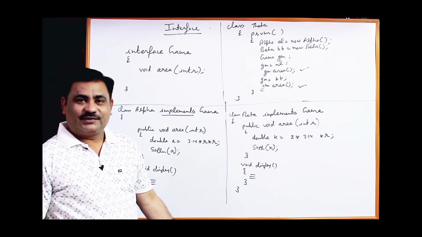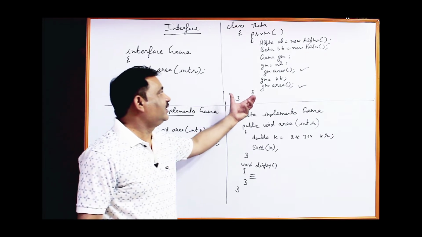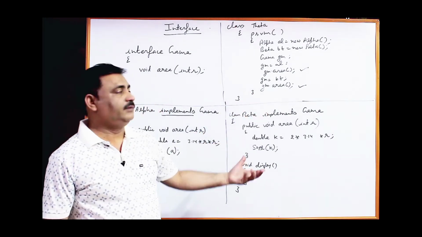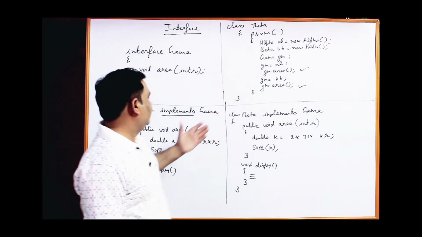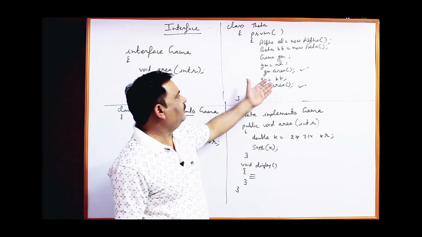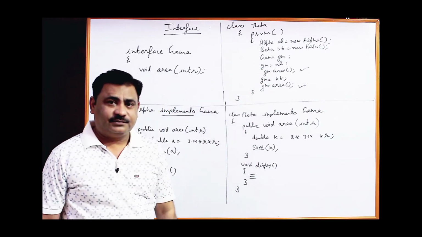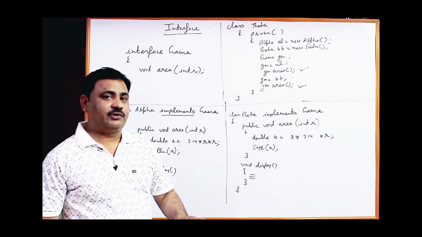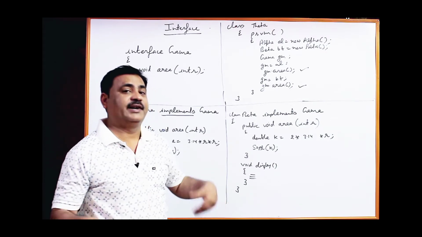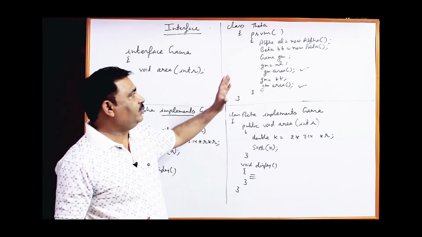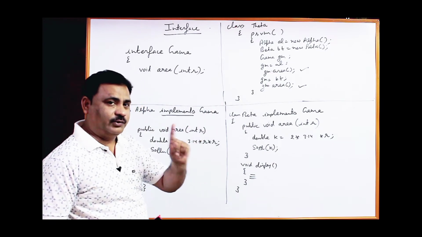But what is the use? Only this little coding is extended, and the coding becomes more. Even we can access directly al dot area and bt dot area. What is the use of interface here? But now try to understand one more thing. What is the main advantage? I am going to make a little change in this program. Try to understand.